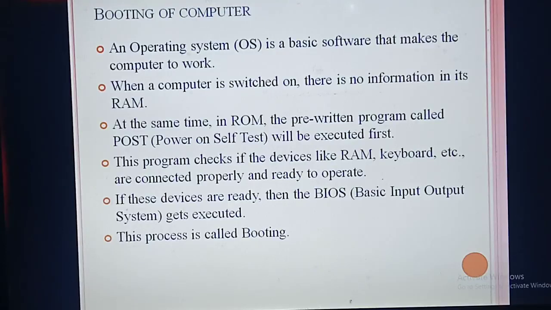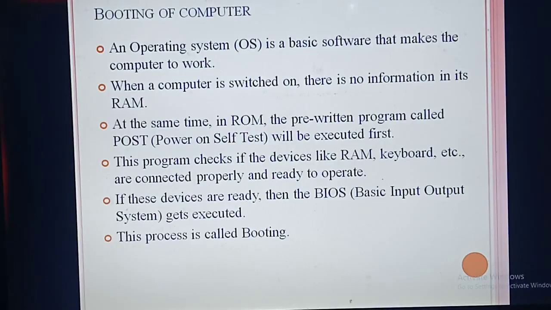But at the same time, there is another device called ROM. What's the difference between RAM and ROM? RAM means random access memory. ROM means read only memory. In the ROM, the program is pre-written. What do you mean by pre-written? Once you buy the computer itself, some program is written or preloaded in the device itself. Likewise, the ROM device contains one pre-written program called POST.